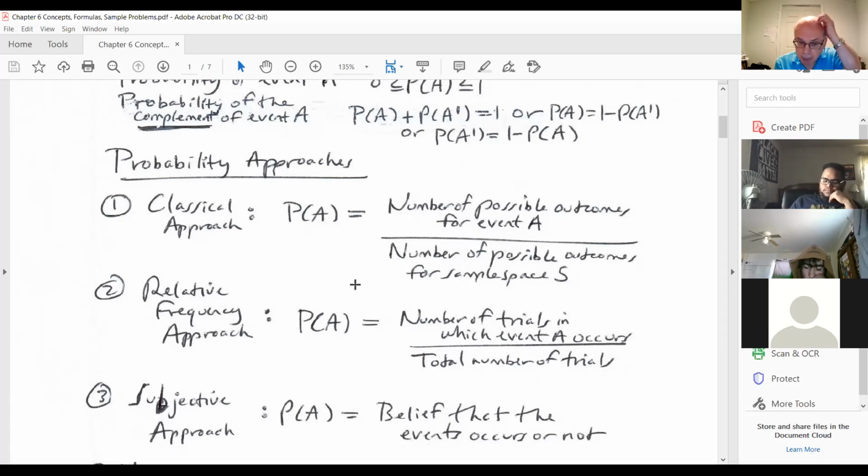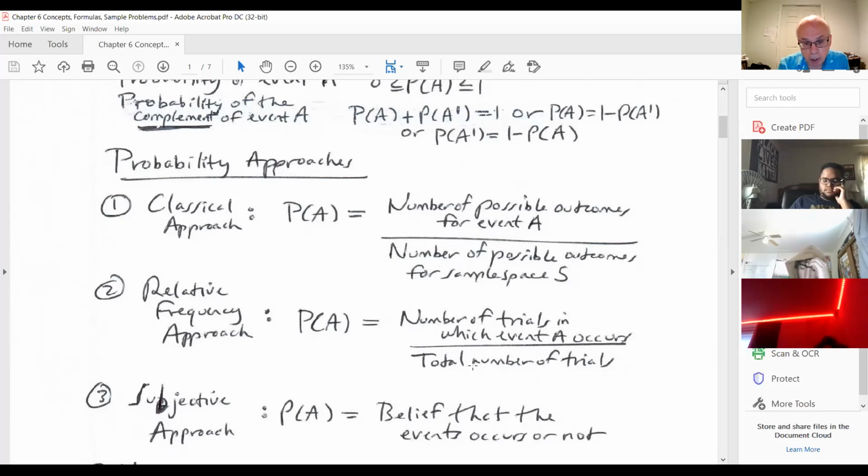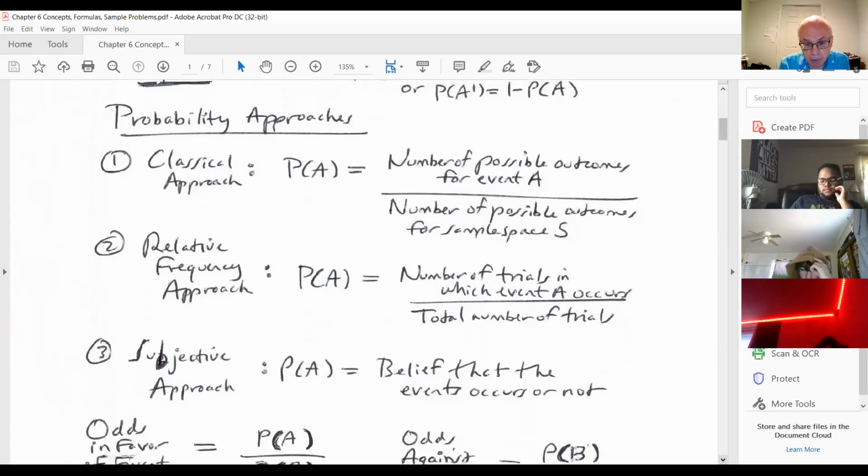Okay. Relative frequency approach is a little different, where we're actually going to run an experiment over and over again. For each time we run it, it's called a trial. So the number of trials in which we see the event A is our numerator, and the total number of trials is our denominator. Of course, when we do surveys, this is the approach that we're going to be using, where the total number of trials will be the total number of people in the survey. Subjective approach just means somebody's belief in what the probability could be based on their experience or just a guess.